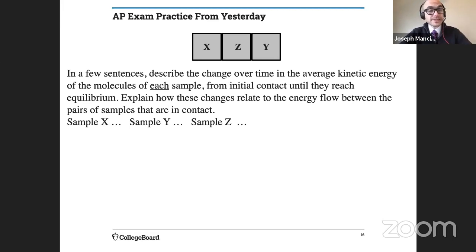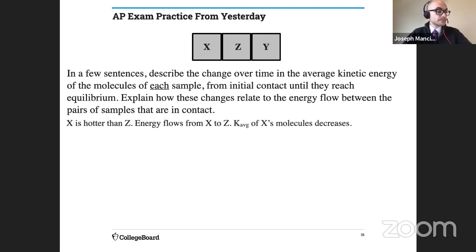And your job was to identify a lot of things from this relationship. All we're told is that this ends up reaching some kind of thermal equilibrium with Y being hotter than when it started. So about sample X: sample X starts off hotter than sample Z, so the direction of spontaneous energy flow is from X into Z.